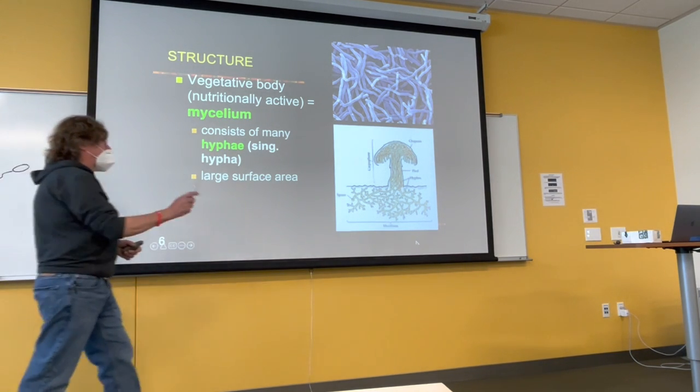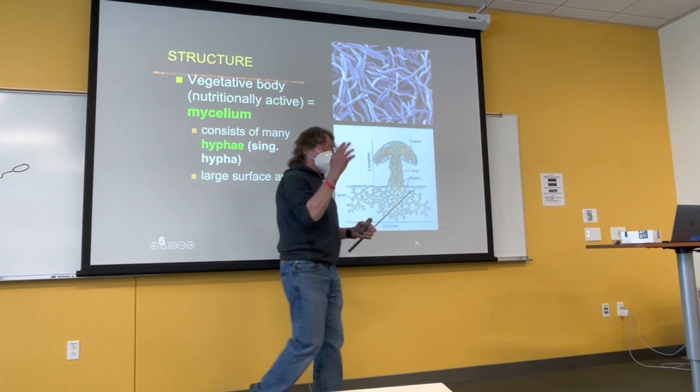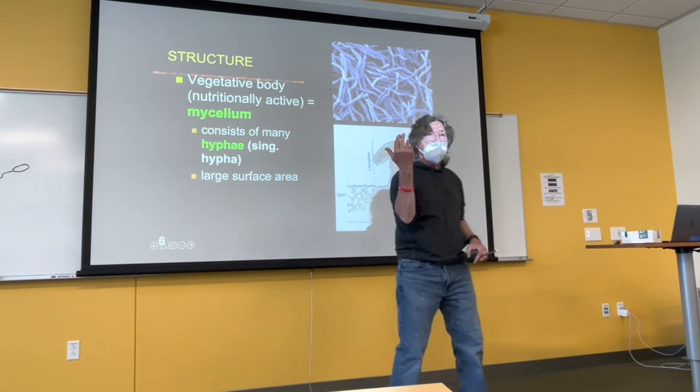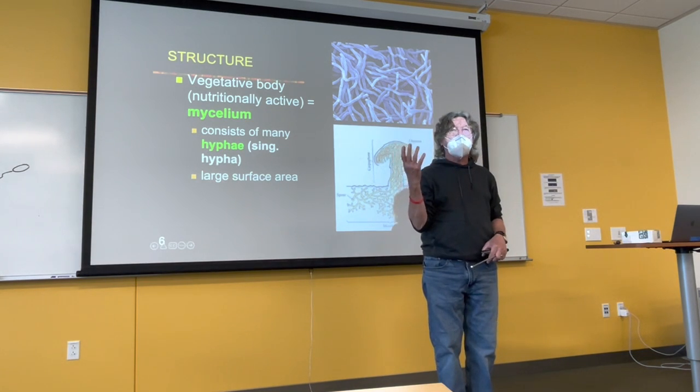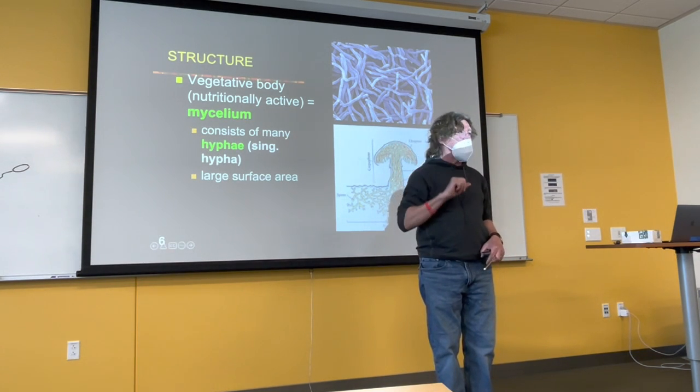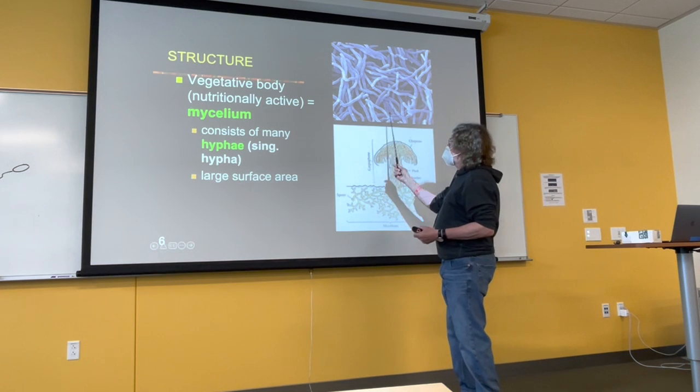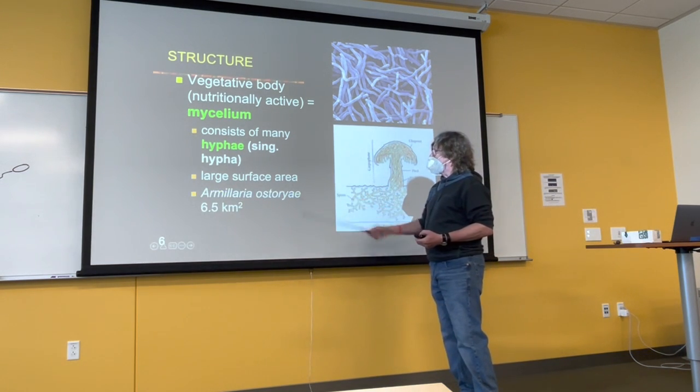If they had a solid body and only were absorbing on the outside of that solid body, then the amount of nutrition that they could take up from the surroundings would be very limited compared to the volume inside. Okay, so this is a form that creates large surface area.